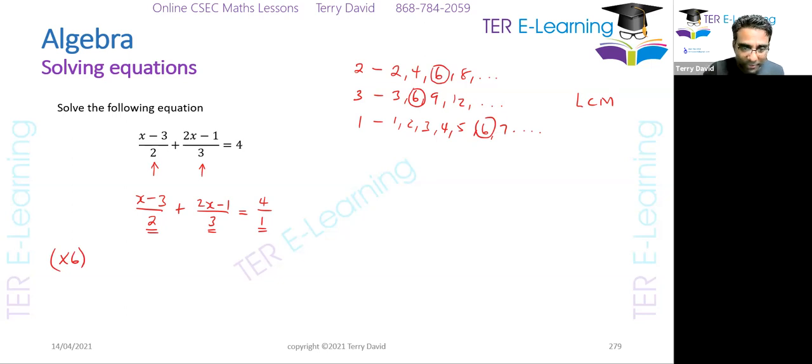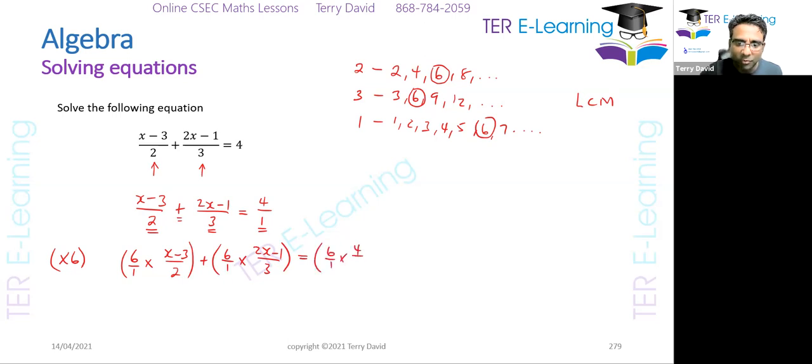So look carefully at what I'm doing. I'm saying 6 over 1 multiplied by x minus 3 divided by 2. So the first term I've multiplied by 6. Plus, I'm writing back the plus sign. That's this plus sign here. You're going to put 6 over 1 multiplied by 2x minus 1 over 3. So I've multiplied the second term by 6. And then the last term here, I'm multiplying 6 over 1 multiplied by 4 over 1.